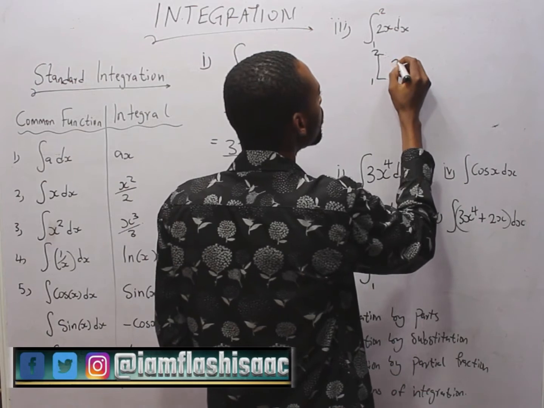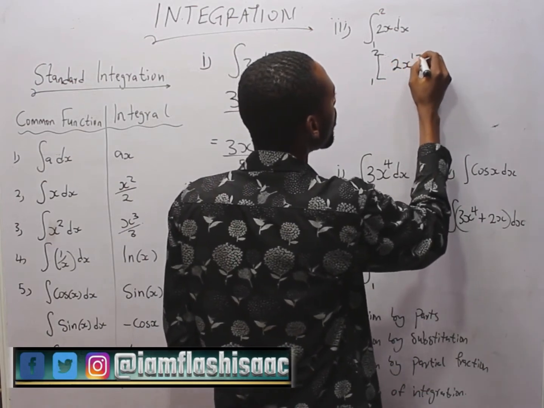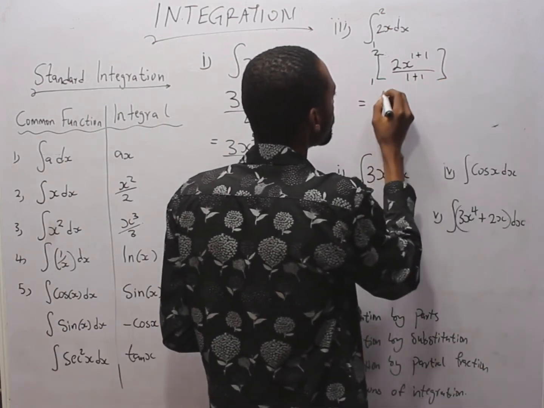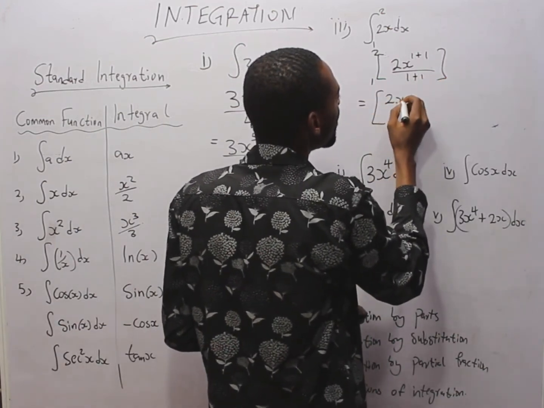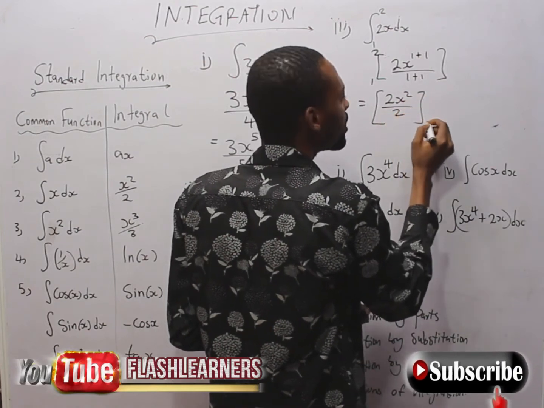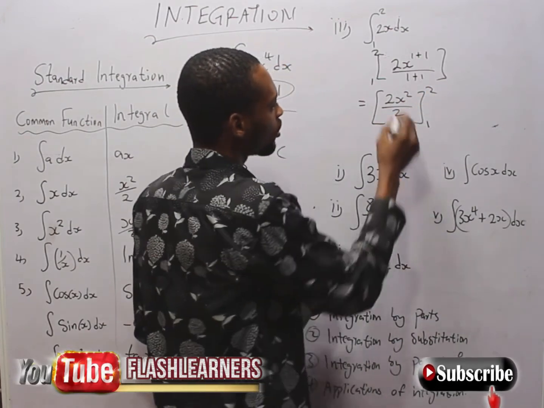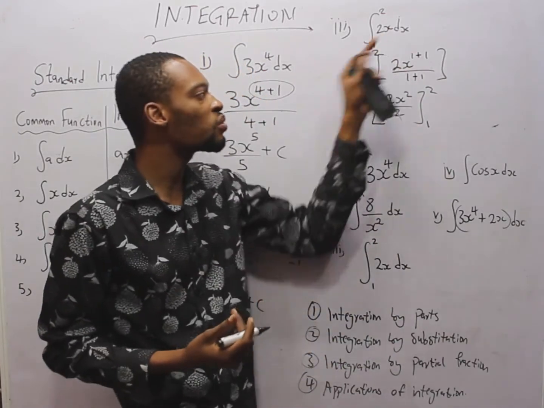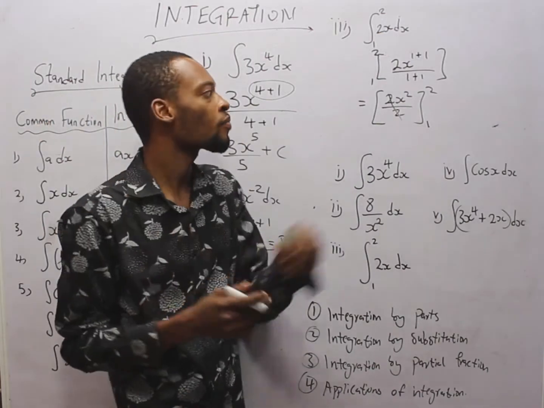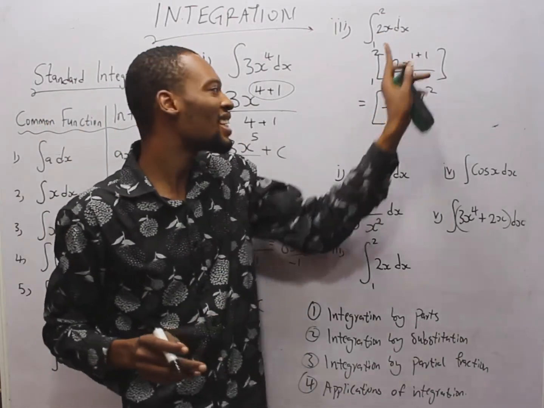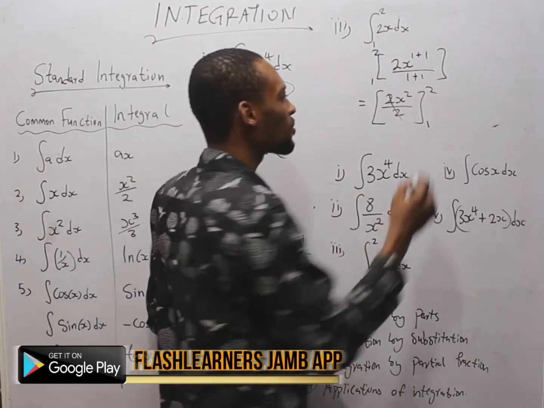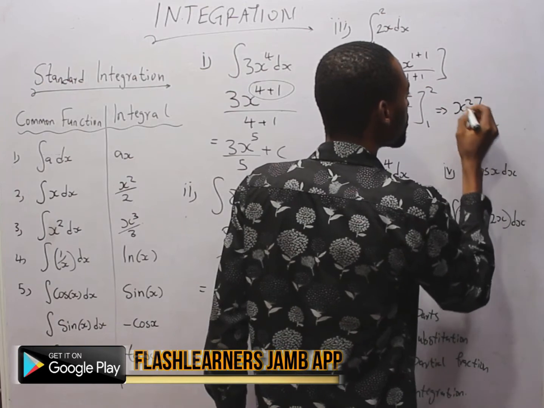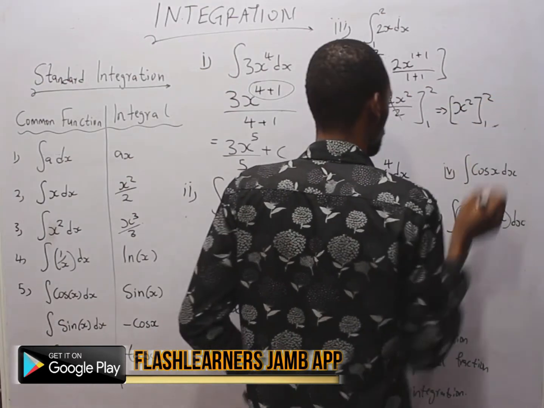2s to the power of 1 plus 1 over 1 plus 1. This equals 2s squared over 2, with the limits 1 to 2. 2 divided by 2 leaves s squared. So when you integrate 2s, you simply get s squared. So this becomes s squared with the limits 1 to 2.